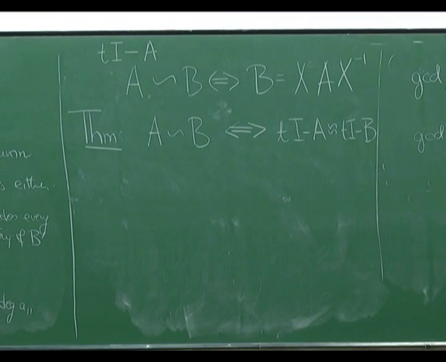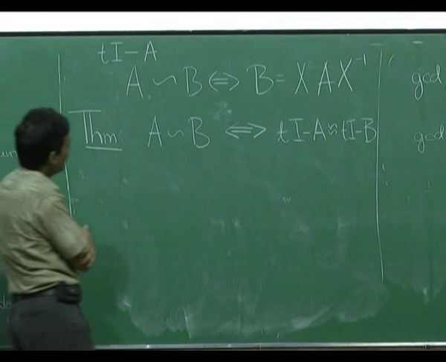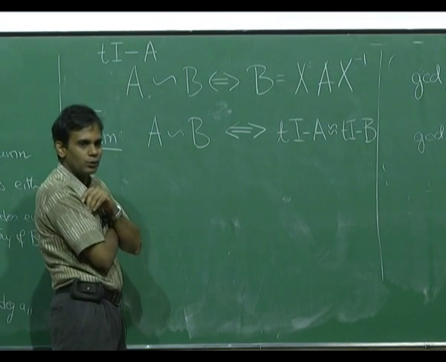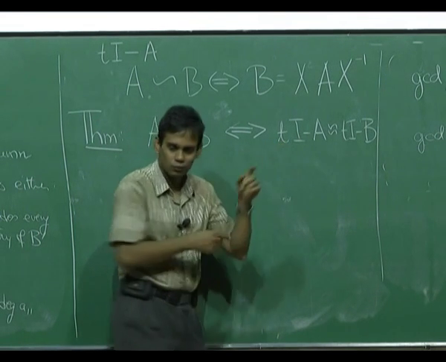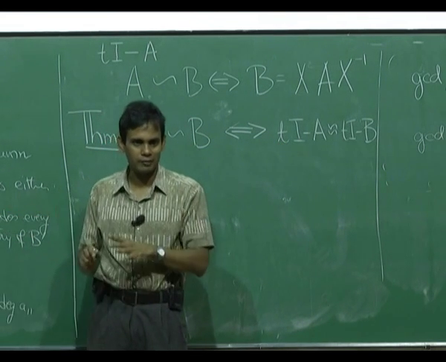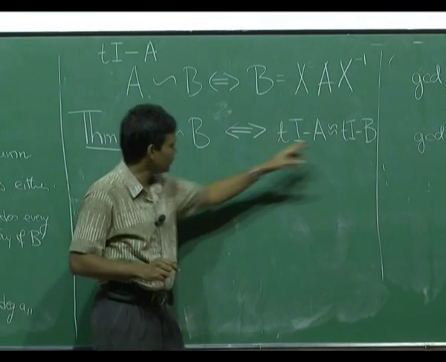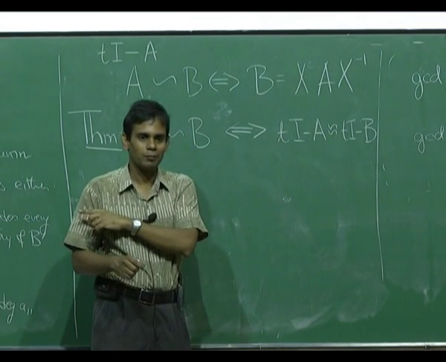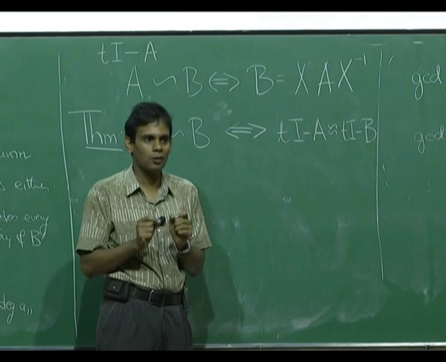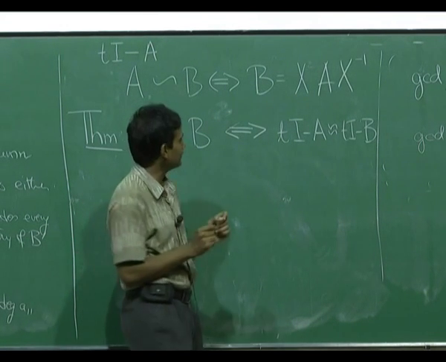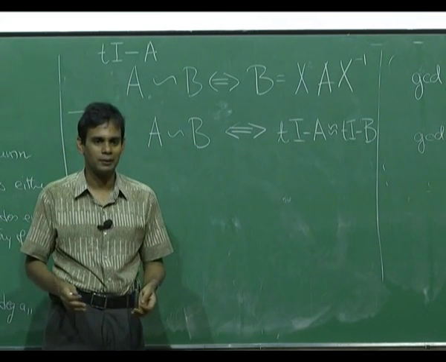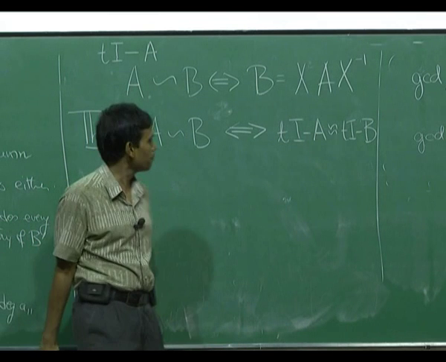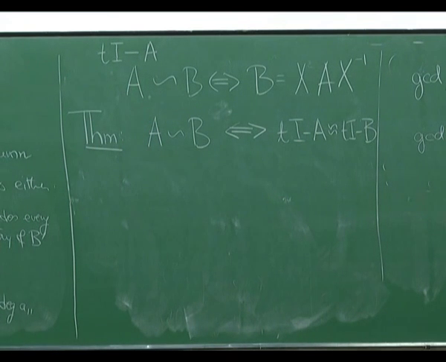So this gives us a strategy for determining whether two matrices are similar or not. What do you do? You compute Ti minus A, then you find its Smith normal form, for which we have an algorithm, and you compute Ti minus B and calculate its Smith normal form, and then you check if these Smith normal forms are the same or not. If they are the same, then you say yes, these matrices are similar. If they are different, you say no, they are not similar. Problem solved decisively. So let's try to understand this theorem.